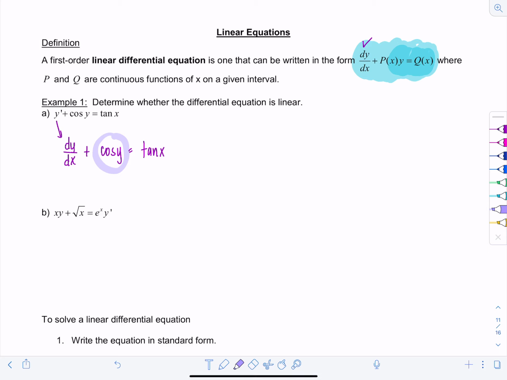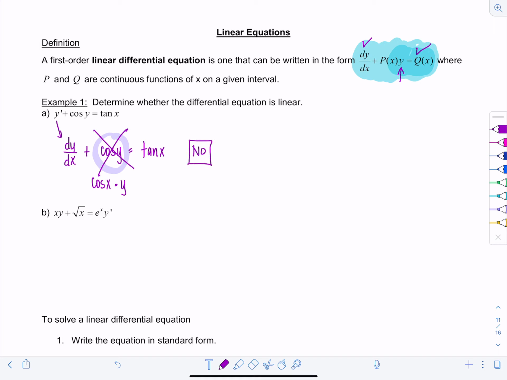And then is it equal to a function of x? Yes, but who cares, because already this term is not allowed. If we had cosine of x times y to the first, that would be fine. Notice it has to just be a plain old y, not a function of y. Just y to the first sitting there, hanging out, multiplied by whatever, some function of x. It could be crazy looking. So this is a no for this first guy.